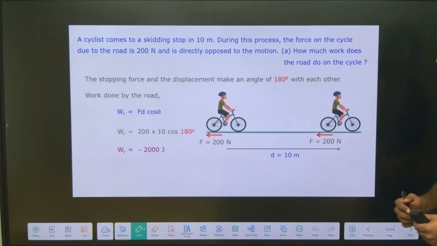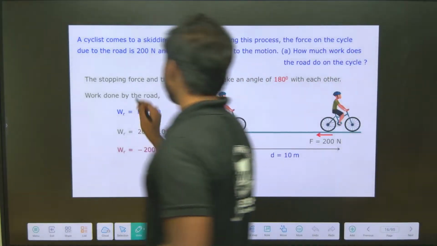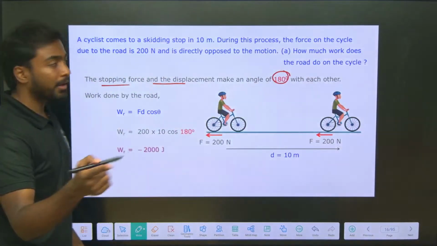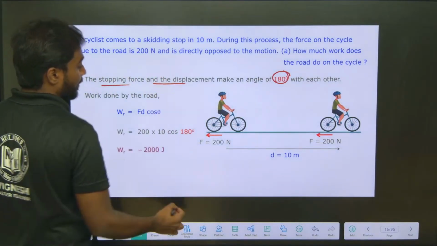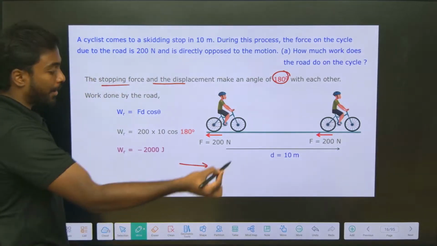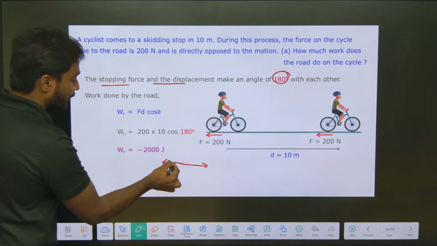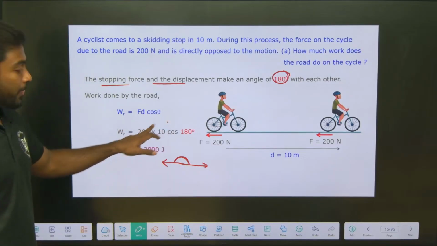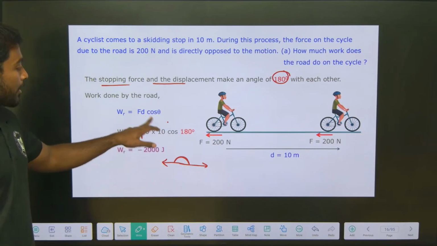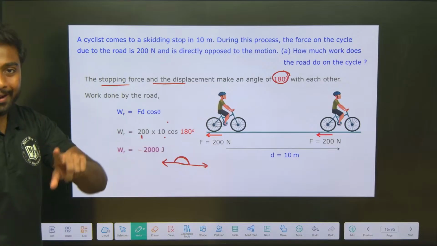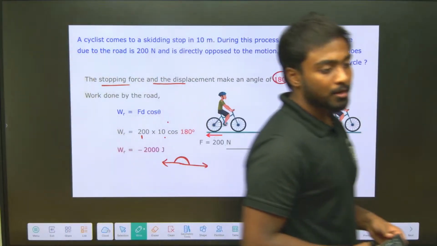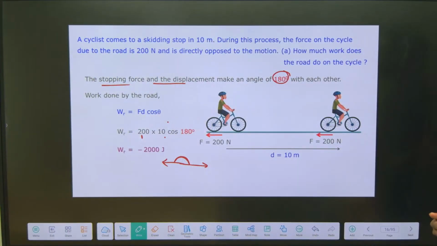Okay, so first one, the stopping force and the displacement make an angle of 180 degrees. Why 180 degrees? I am going on a cycle in the right direction and the force is opposing me in the opposite direction. Angle between them is 180 degrees. So F d cos theta. F is 200, d is 10 and cos 180 is minus 1. So minus 2000 joules will be the answer. Right?